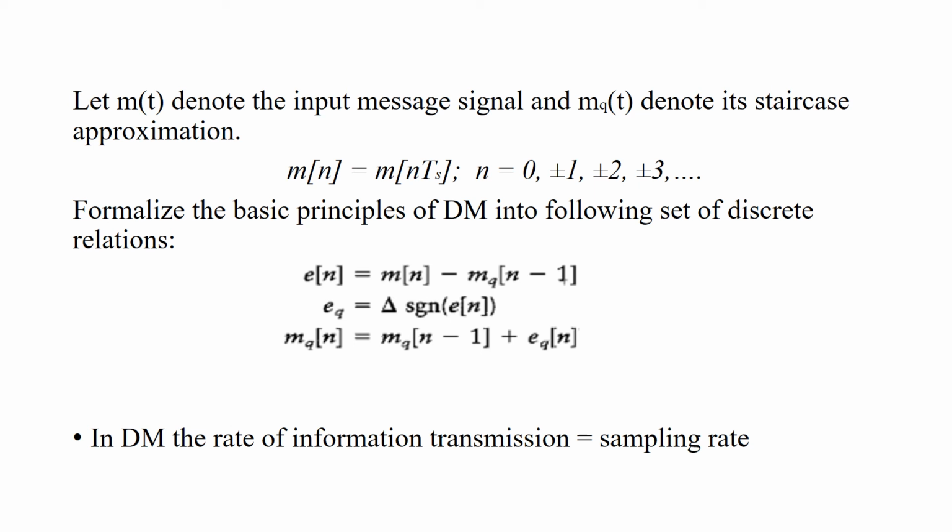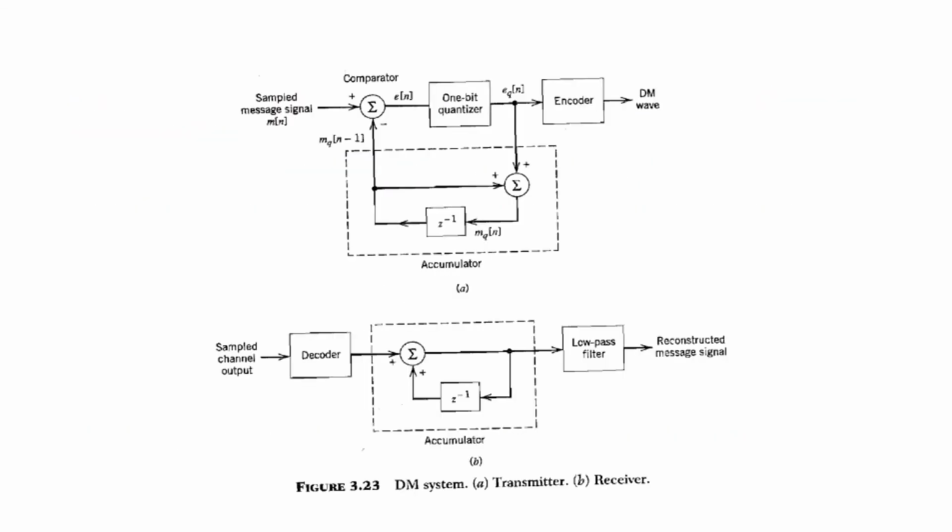Now we know that in DM, the rate of information transmission is equal to the sampling rate. The delta modulation is generated by applying the sampled version of the incoming message signal to a modulator, which consists of a comparator, quantizer, and an accumulator. The Z inverse block in this accumulator is a unit delay, which is equal to one sampling period. The comparator computes the difference between two inputs, and the quantizer consists of a hard limiter with an input-output relation that is a scaled version of the signum function.